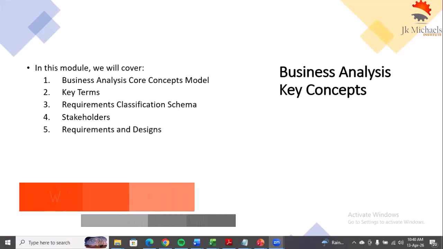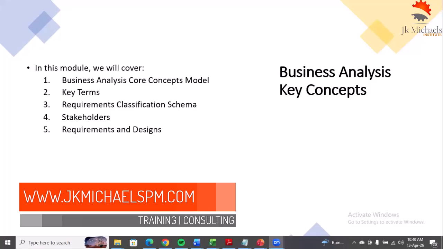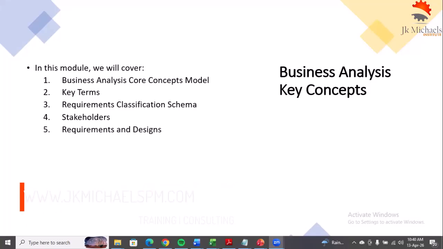Today, we're going to be looking at the business analysis core concepts, the fundamentals, the things that make up business analysis. We're going to consider the BACCM, the core concept model. We're going to consider key terms that you should know or familiarize yourself with as a business analyst. We're going to cover requirement classification schema, the definitions of stakeholders, who they are, and the requirements analysis and design. So let's get right into it.